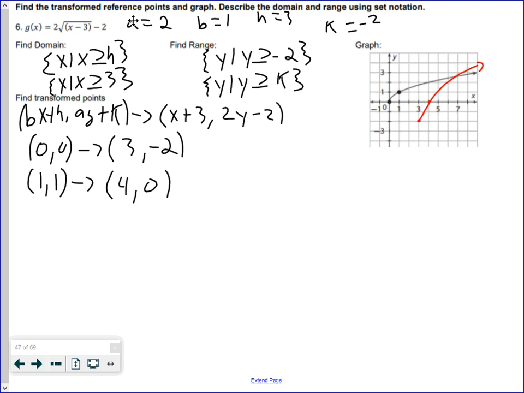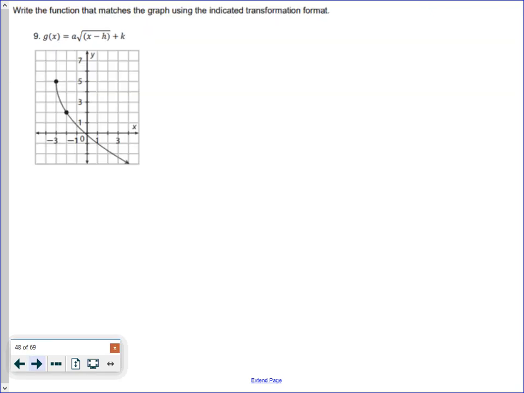All right. So let's keep on going. Next, we're on number 9. Write the function that matches the graph using the indicated transformation format. So we want to figure out what this function is going to be in terms of a. So when we have our a, we're not solving for our b.